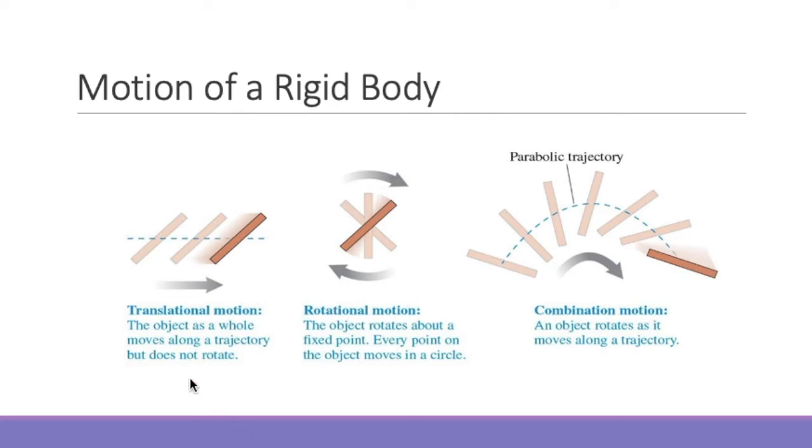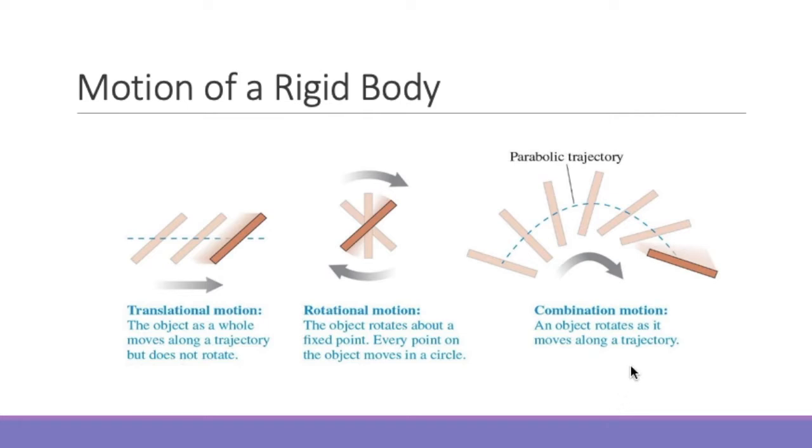First, here we have translational motion, which is when the object moves as a whole, but does not rotate. Then we have rotational motion, where the object rotates about a fixed axis. In this case, every point on the object moves in a circle.